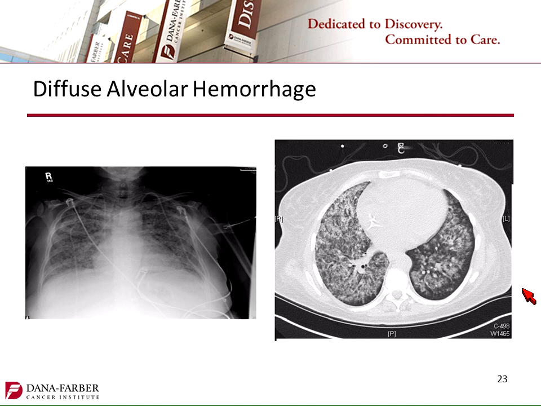The key looking at this CAT scan, which is different than our patient's CAT scan, is although there's diffuse ground glass opacities, there's sparing of the periphery.